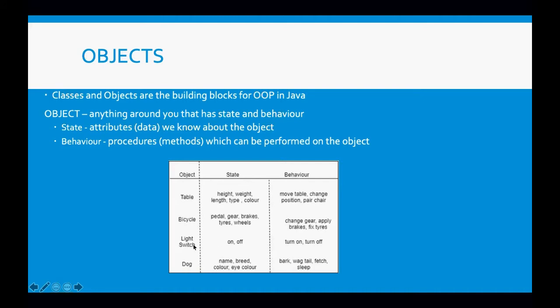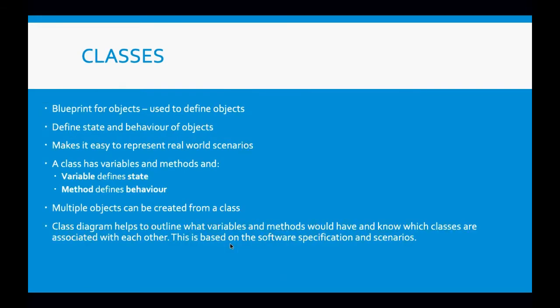For my light switch, I've got two main states, on and off. So I can either turn off or turn on. And it might be as simple as this or more complicated with different states and different behaviors. Even a dog, there's the name of a dog, there's the breed, there's the color, there's the eye color. Your dog barks, wags, fetches, and sleeps. So these are behaviors of objects. Anything around you that has a state and behavior is known as an object.